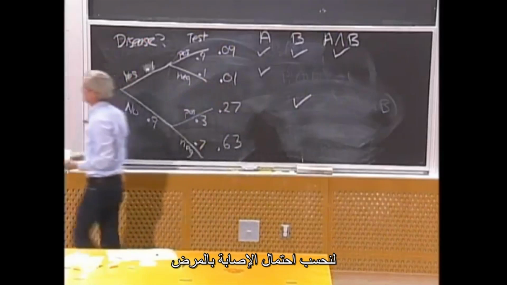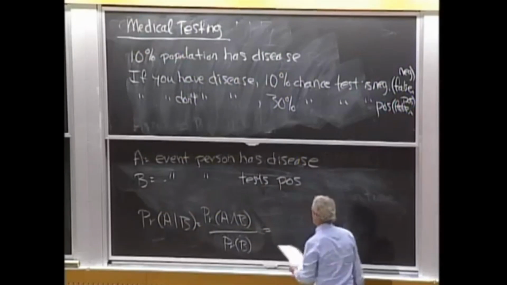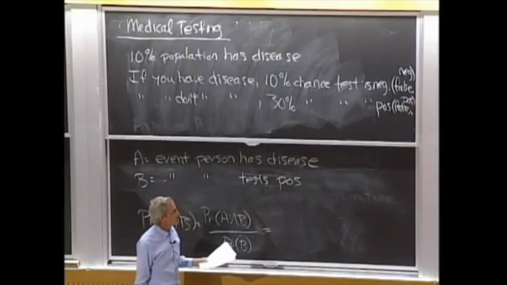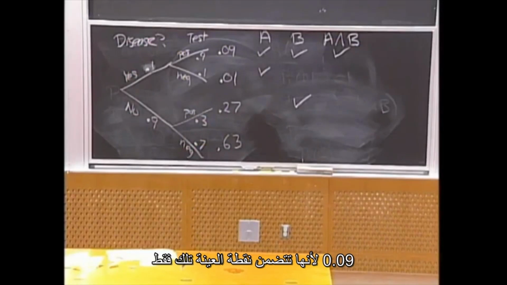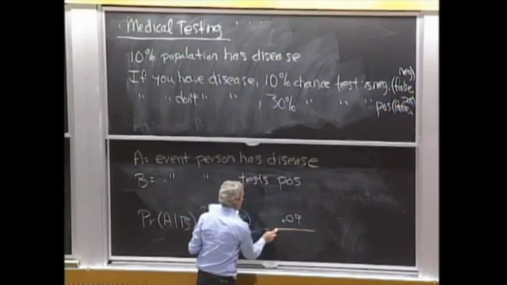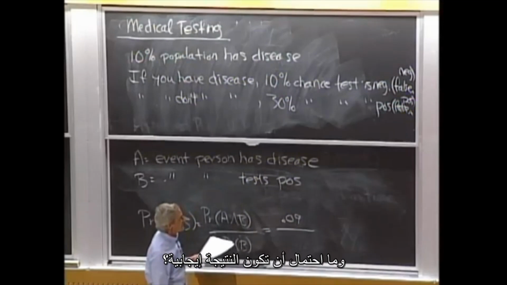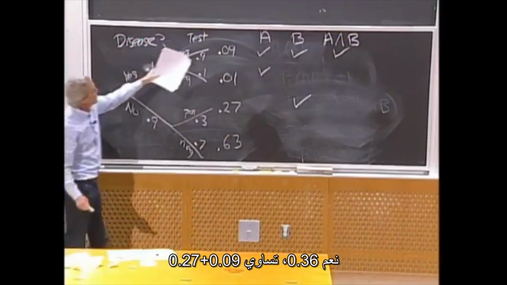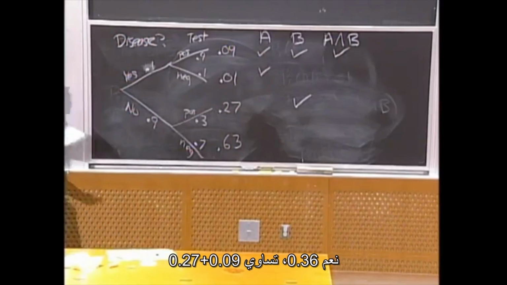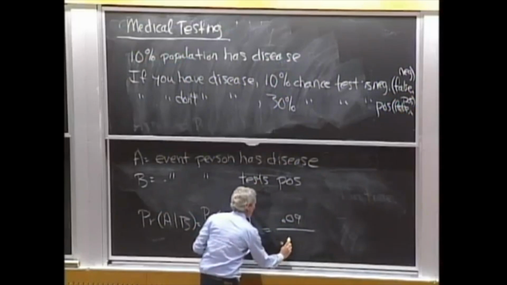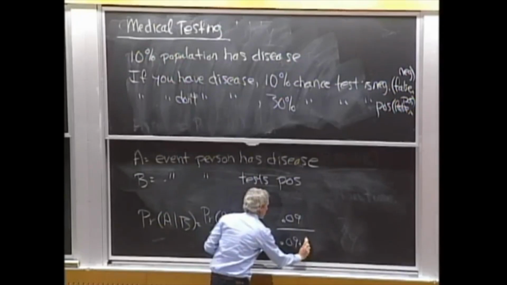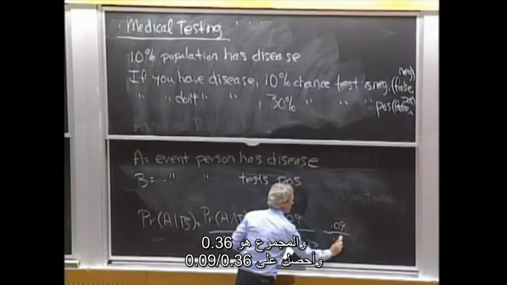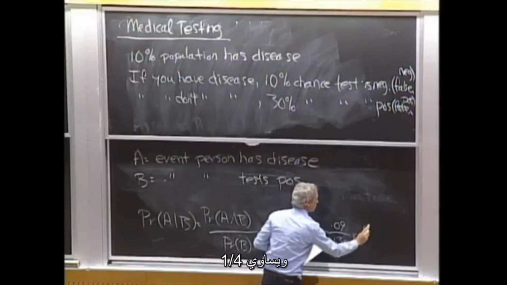Let's just figure out the probability you have the disease. What's the probability of A intersect B? 0.09. It's just that one sample point. What's the probability that you tested positive? 0.36. Yeah, 0.09 plus 0.27, which is 0.36. So I got 0.09 over 0.36, which is 1/4.